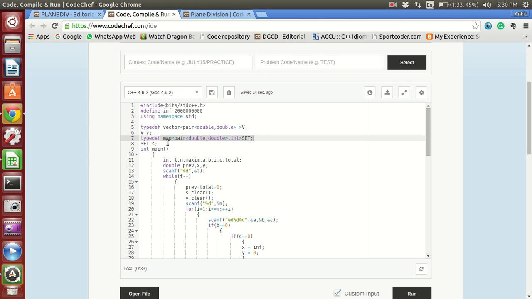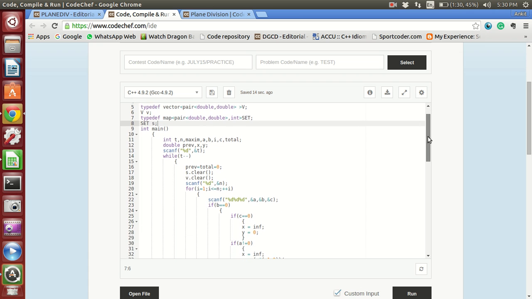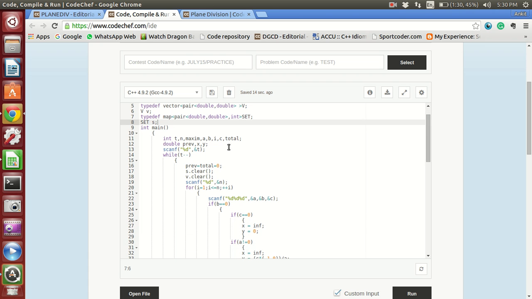Similarly we are creating another typedef of type map. Map is another STL library which stores key value pairs, and it also rejects the duplicate values. So this can be very useful to us, rejecting duplicate values. Now let's go through the main code.